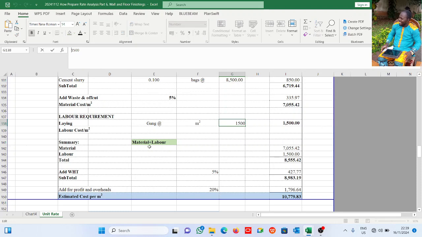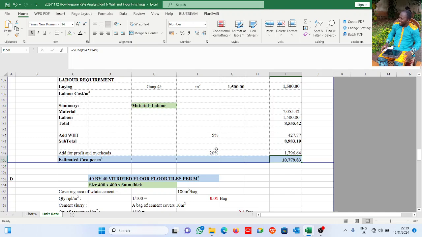Okay, the summary now. We have the material part, which is this. We have the labor part, which is this. Then we have the total, which is this. Then we add withholding tax. Then we add profit and overhead, 20%. All right, so that is for 60 by 60.